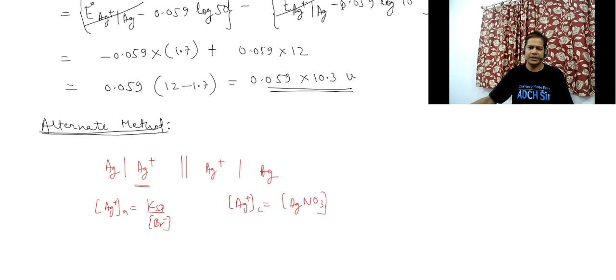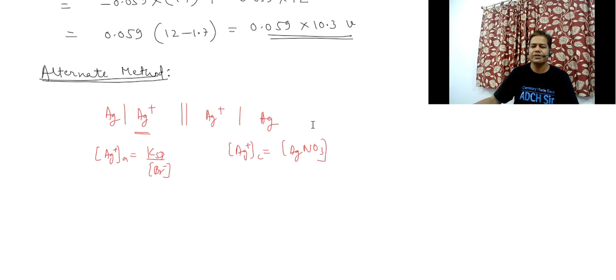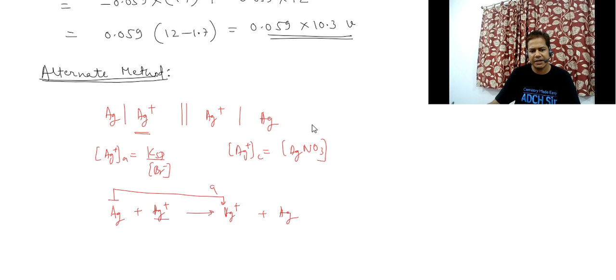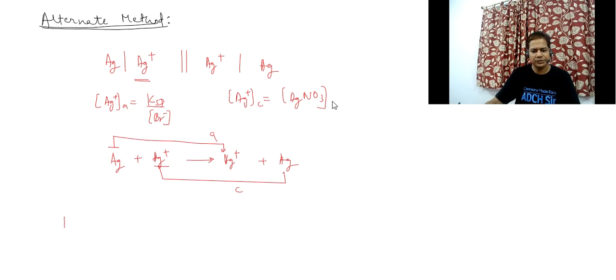Now we'll apply the Nernst equation on the concentration cell. What is the effective cell reaction for this cell? Effective cell reaction will be Ag plus giving Ag plus. At anode, oxidation takes place, so this is the anode part and this is the cathode part. So for the concentration cell, if we apply the Nernst equation, we'll get E cell is equal to E naught cell minus 0.059, n value is 1, log of products by reactants.